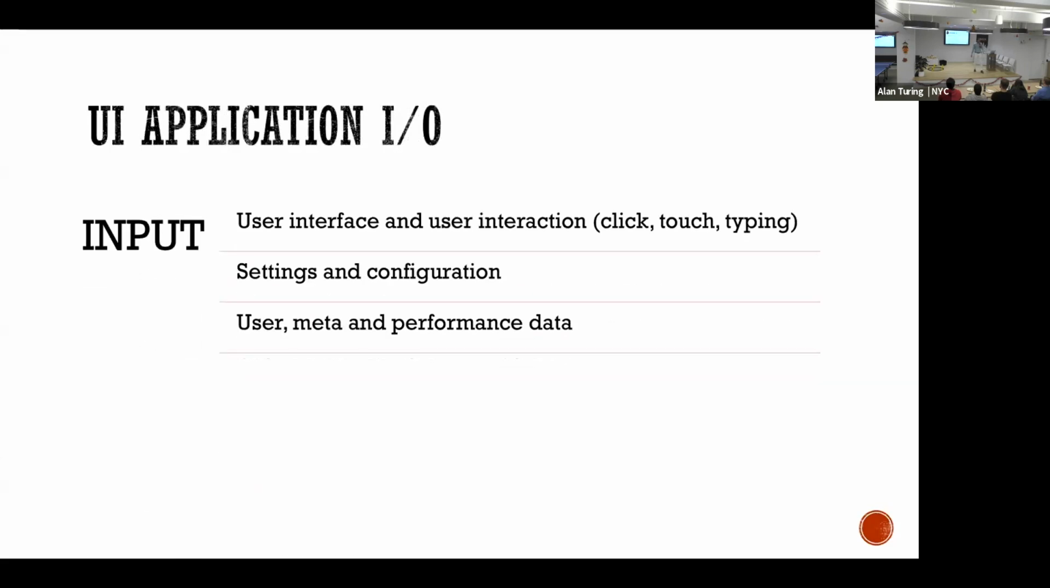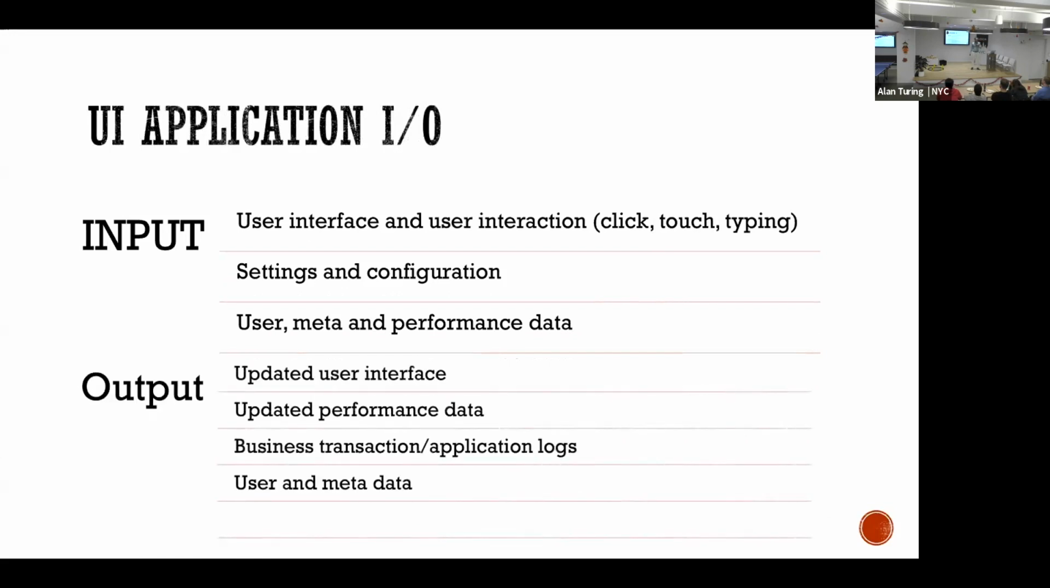How about a UI application? What would be the input for UI? Yeah, the user interface with user interaction: clicks, touch, typing, and again settings and configurations, nothing new. User metadata from a database or data store. And then the output will be an updated user interface, maybe again some performance data, transaction logs, maybe some other metadata. So these things will be very important for us to look at comprehensively in end-to-end testing input and output.